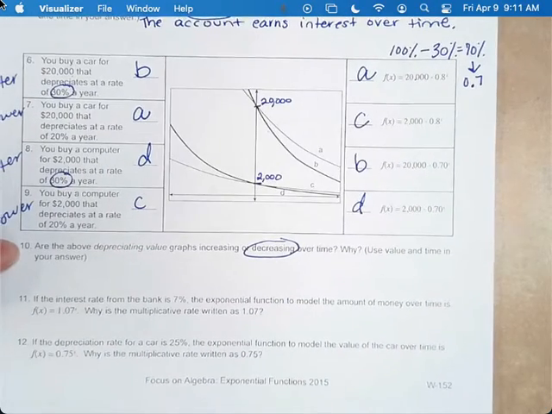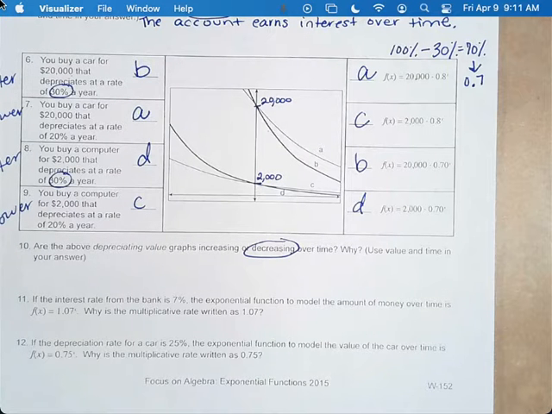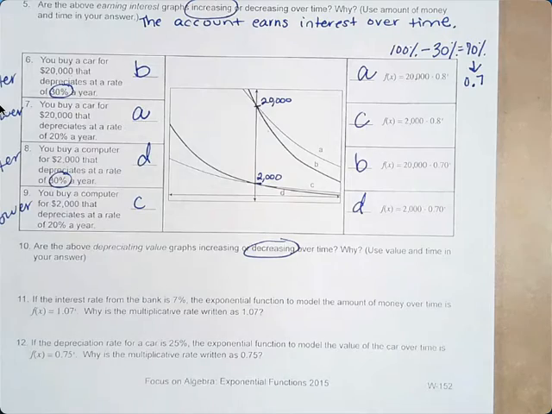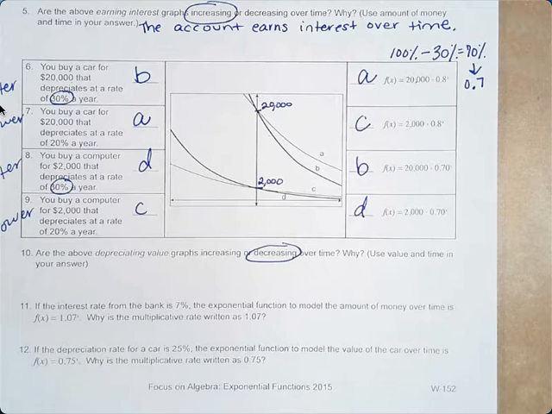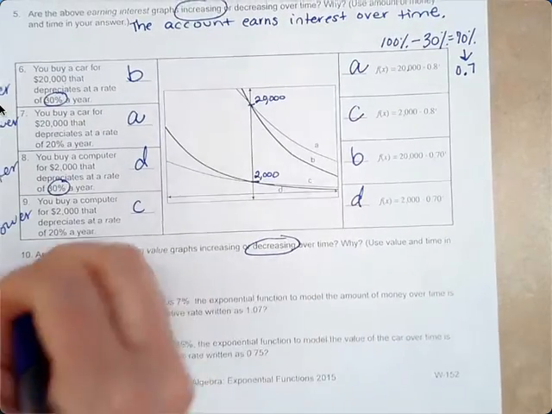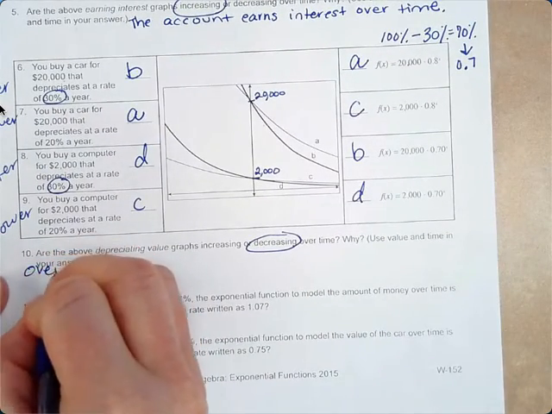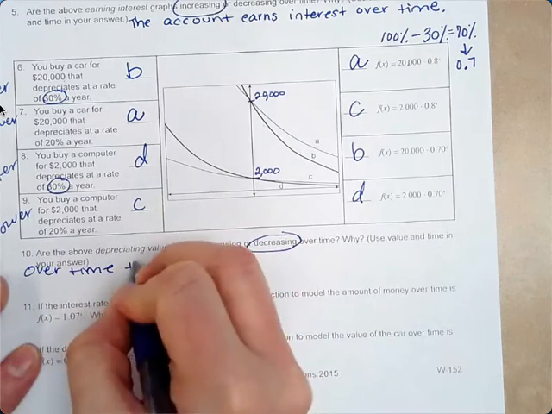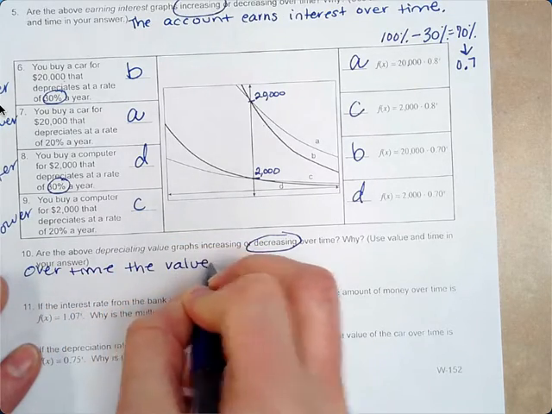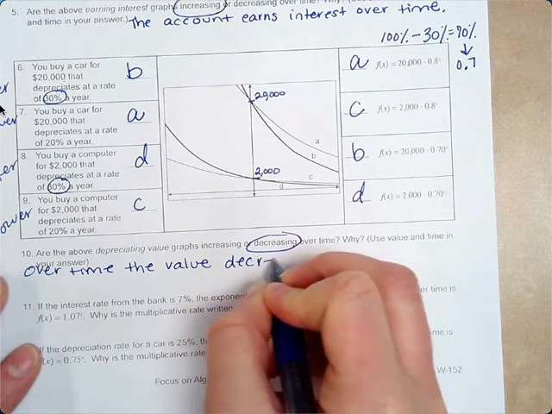Okay, we do need to answer number 10. So let's look at that. Are the above depreciating value graphs increasing or decreasing? And we already said it's decreasing. Over time, the value decreases.